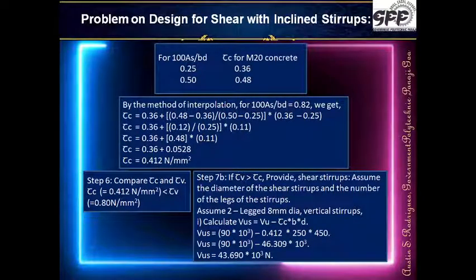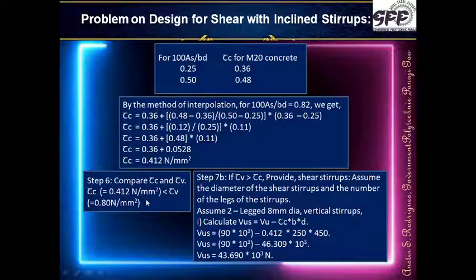Immediately after step 5 is over, we go to step 6. Step 6 says compare the value of tau c and tau v. Tau c over here is 0.412 and tau v is 0.8. So tau c is less than tau v. We observe that the inherent capacity of the beam, the beam's own capability, is lesser to resist the nominal shear stress coming on the beam at the worst section. If that is the case, we look at step 7, then we go to step 7b, because tau v is greater than tau c. When tau v is greater than tau c, provide shear stirrups.